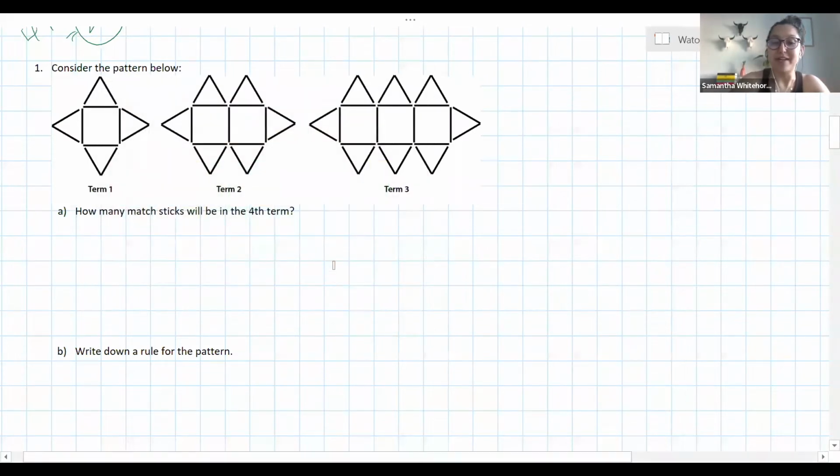If I count how many sticks are making up this image, I've got 1, 2, 3, 4, 5, 6, 7, 8. So those are like the little triangles around the edge. And then the square in the middle, 9, 10, 11, 12. So my first one, I have got 12 sticks making up the picture. In the second one, I've got 1, 2, 3, 4, 5, 6, 7, 8, 9, 10, 11, 12, 13, 14, 15, 16, 17, 18, 19.